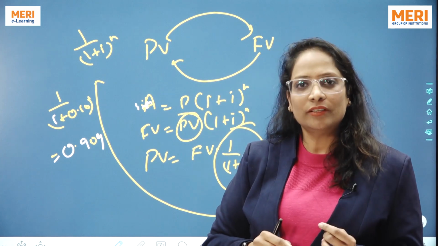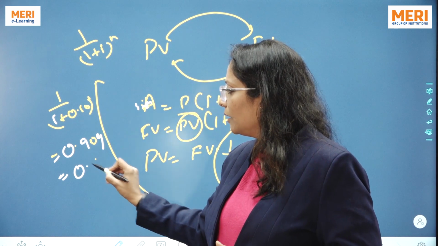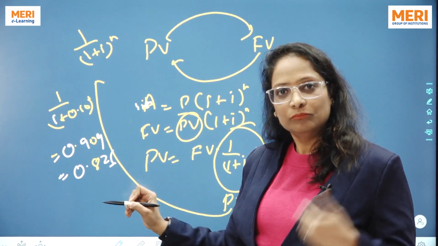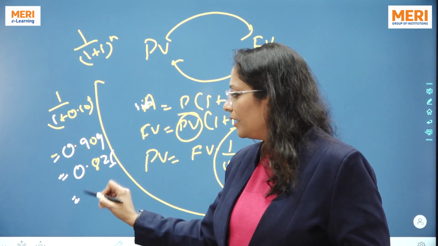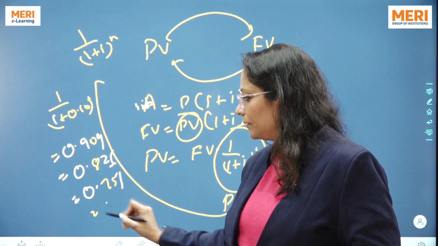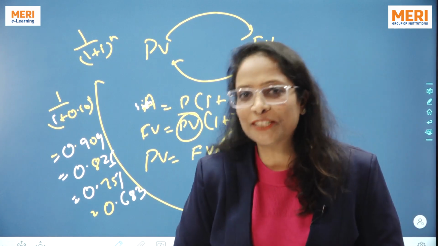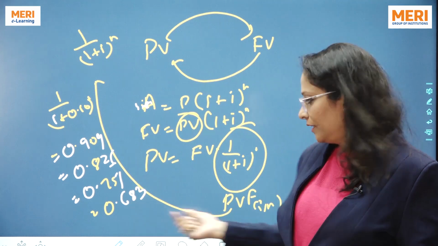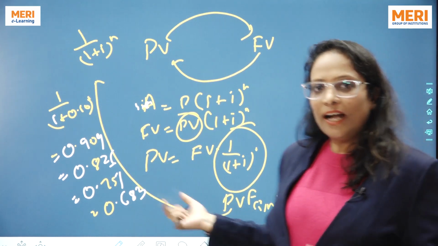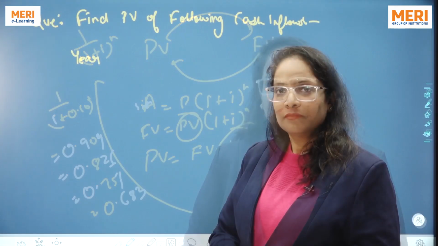The link is attached herewith for quick reference. For the next year, it will be 0.826. Moving to the third year, it will be 0.751. For the fourth year, it will be 0.683. Now, you just have to multiply this present value factor with the amount, and then you will get the current value of any future income.